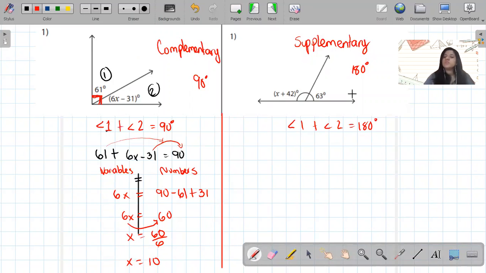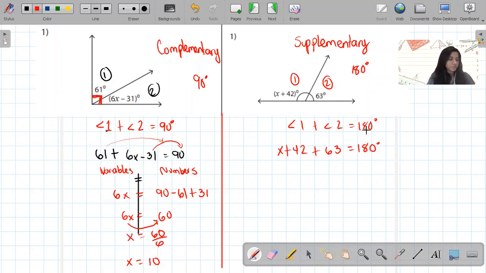So now I'm going to work with the supplementary part. I'm going to use the formula, and I'll say this is angle 1 and this is angle 2. So angle 1 is x plus 42, plus angle 2, that is 63, equals 180 degrees.